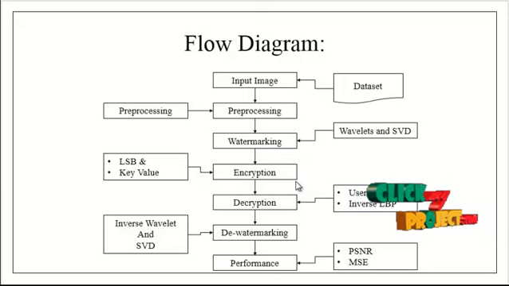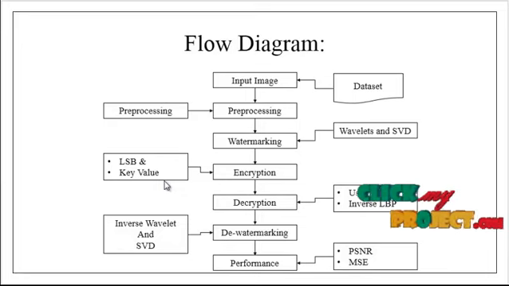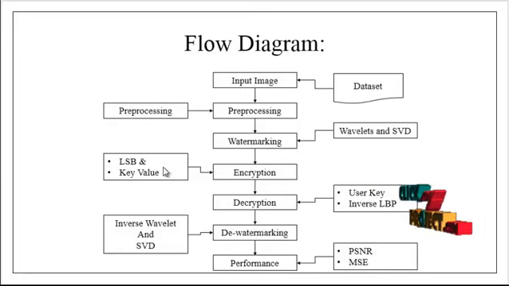After doing the watermarking, we move to the next stage of the project, that is the encryption. In this encryption, we are using two stages: one is the LSB based encryption and then the key value generation. So the user should generate the keys. Based on that key, the LSB values will be generated, then the image will be encrypted.